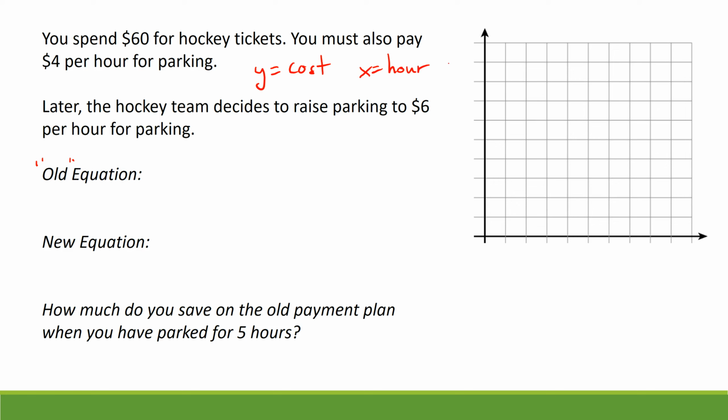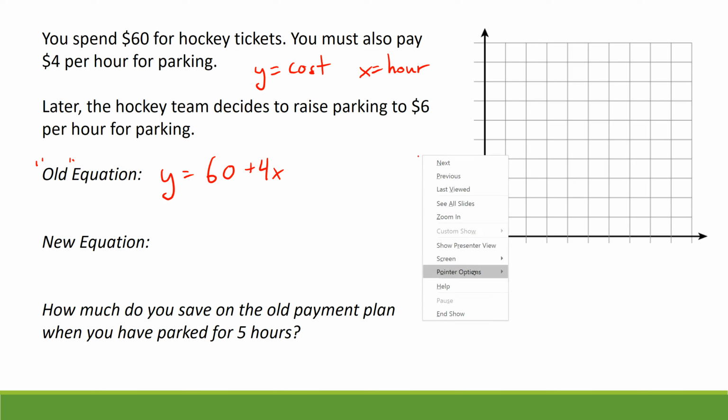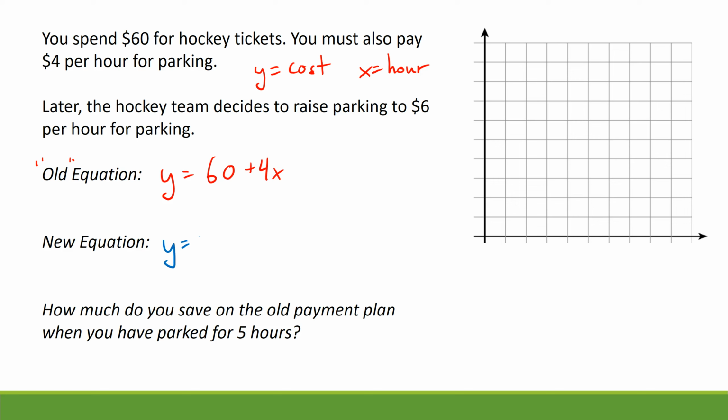So let's think about how that would look. The Y, my total cost, I've paid $60 for the hockey tickets, and then I'm also paying $4 per hour for X. So there's my first equation. Later, the hockey team decides to raise the price of parking to $6 per hour. So I have Y equals 60 plus, now it's no longer just 4X, it's 6X, okay?